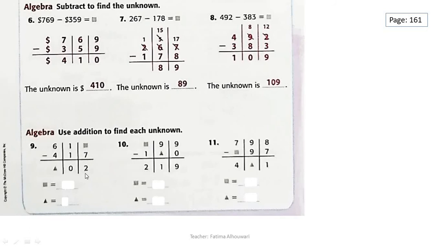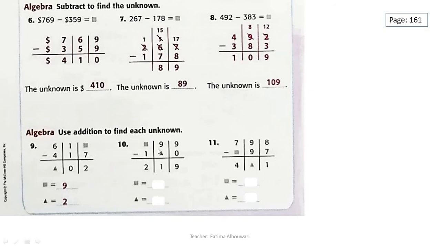The first unknown is what minus 7 equal to? It's 9, grade 3. Excellent, it's 9. And if we subtract 6 minus 4, we should get 2. Excellent, grade 3. This is the first unknown and this is the second unknown. Let's see question number 10.